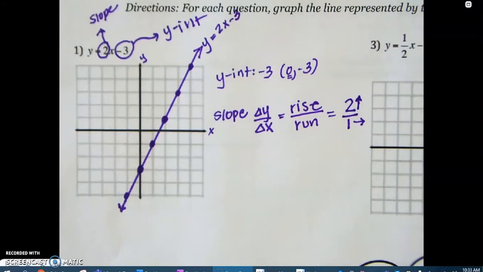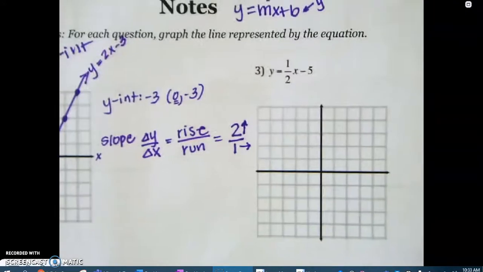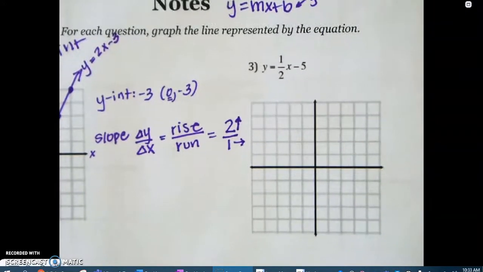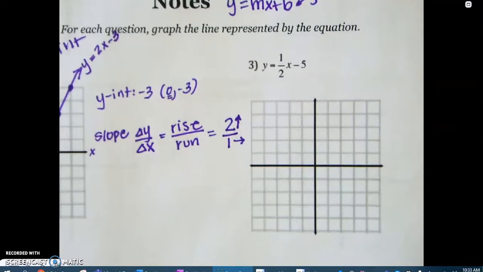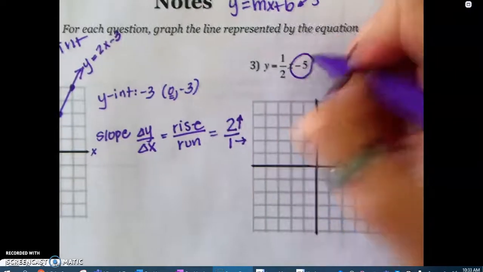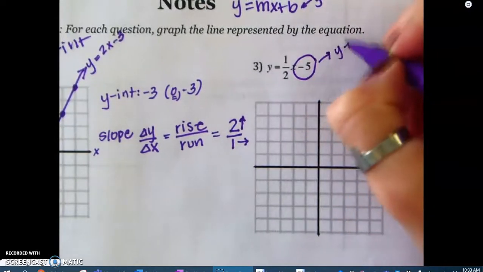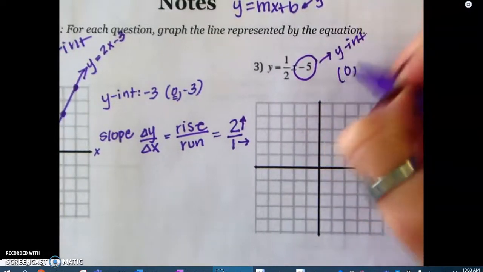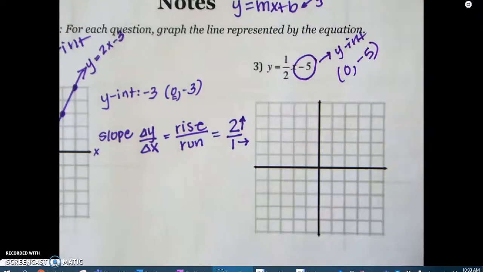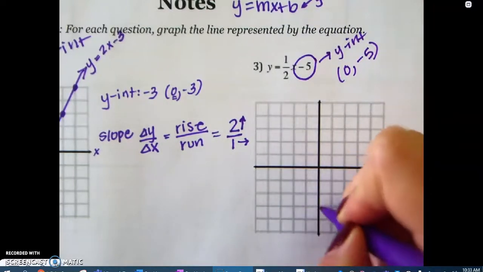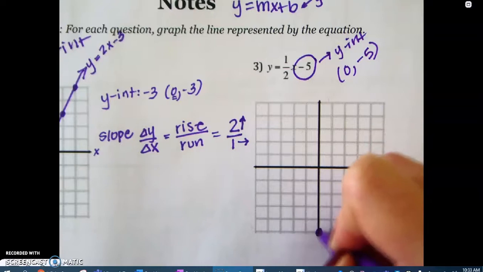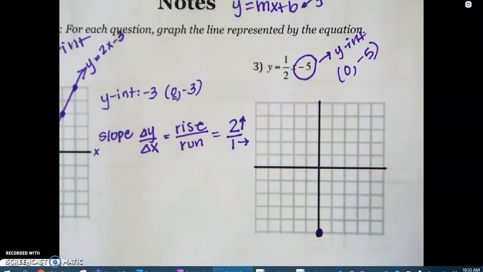Okay, so we're going to try another one. I want to look at this one here, and I know the numbers are kind of out of order. This one says y equals 1/2 x minus 5. So I know that this is my y-intercept. I can plot the point 0, -5. So that's the first thing I'm going to do. 1, 2, 3, 4, 5. That's right here. That's my y-intercept.